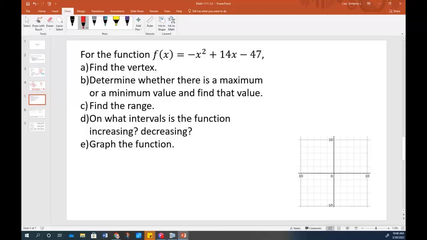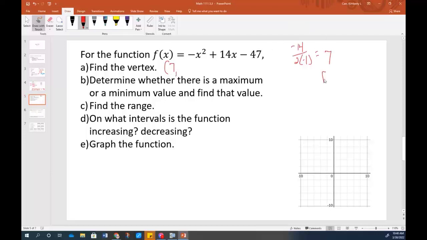Find the vertex. It actually didn't ask us for the axis of symmetry, but I still have to do that work because the vertex starts at the opposite of b over 2a. So I'm going to go over here and say the opposite of b over 2a. And that ends up being -14 over -2, which is 7. So I know the first number in my vertex is a 7.